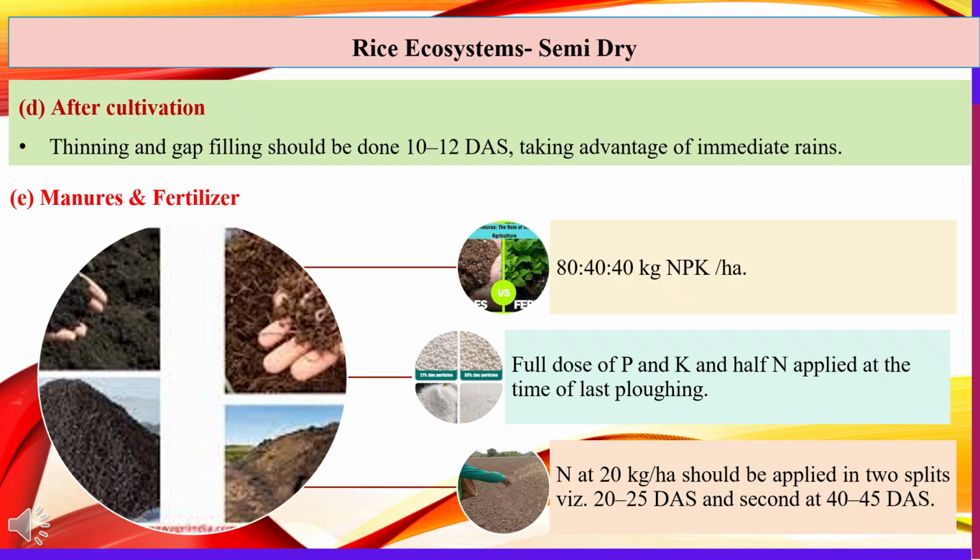After cultivation in semi-dry rice. After sowing, thinning and gap filling should be carried out 10 to 12 days after sowing, DAS, preferably soon after a rainfall when the soil is moist, to ensure uniform plant population and healthy crop establishment.